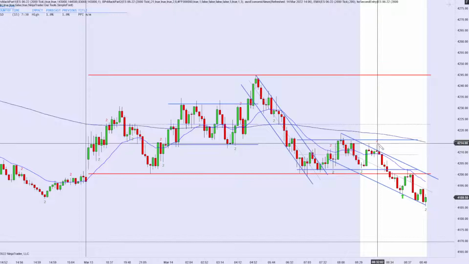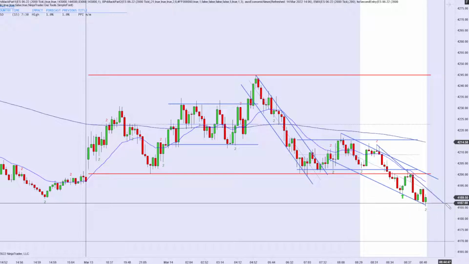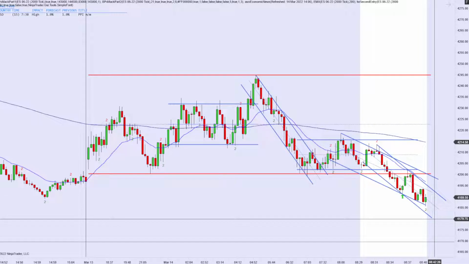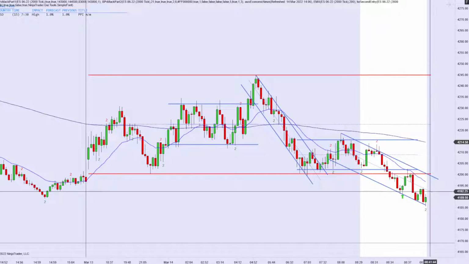Another potential one that people could draw is maybe... nah, that prices don't fit well in there. We don't like that. We want prices fitting nice and even.